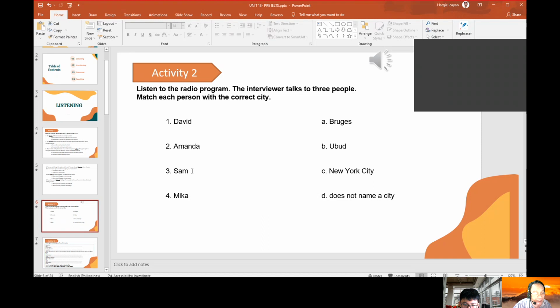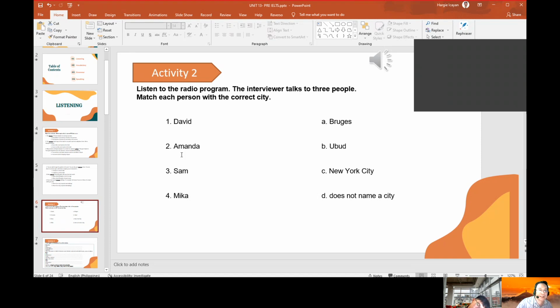Okay, let's proceed to Amanda. So Amanda mentioned this particular city. Amanda mentions a blue city. Yes, it's Ubud, and Ubud is a city of Bali, Indonesia. Oh, okay, it's Bali, Indonesia.